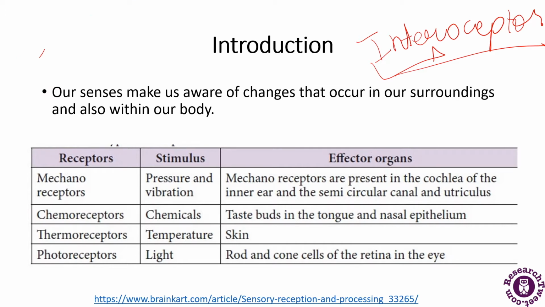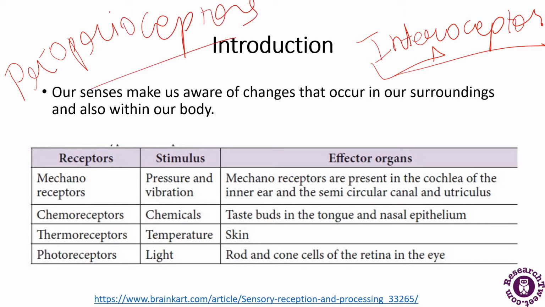The next type of receptor is proprioceptors. Now, what are these kinds of receptors? They are also a kind of interoceptors. They provide information about the position and the movement of the body, and these are located in the skeletal muscles, tendons, joints, ligaments, and in the connective tissue which is covering the bones and the muscles.